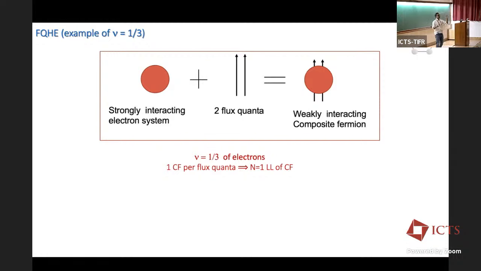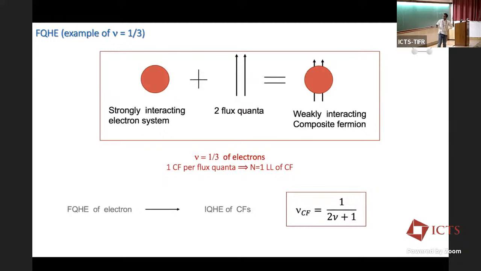Now, for every composite fermion, I have 1 flux quanta left. So this is like the Landau level 1 of the integer. So what this procedure does, it takes a fractional quantum Hall effect of the electrons and converts them into the integer quantum Hall effect of the composite fermions. So the filling factor of the composite fermions is given by 1 by twice nu plus 1. Here this nu is a topological number again of the integer quantum Hall. And this gives the so-called Laughlin sequence. You can add 2 flux quanta, get 1/3. You can add 4 flux quanta, get 1/5, 6 flux quanta, and so on and so forth.